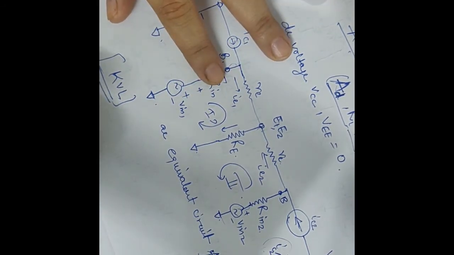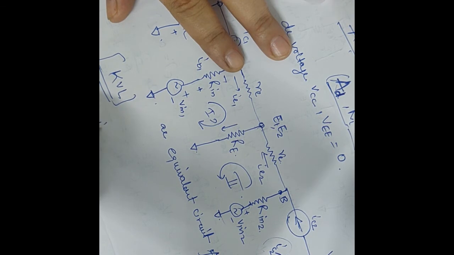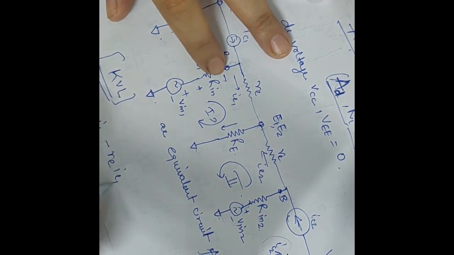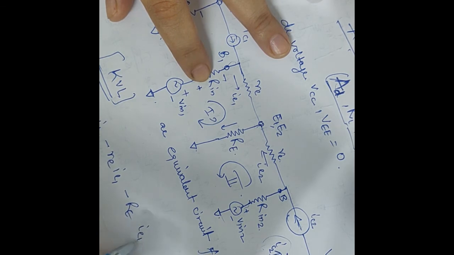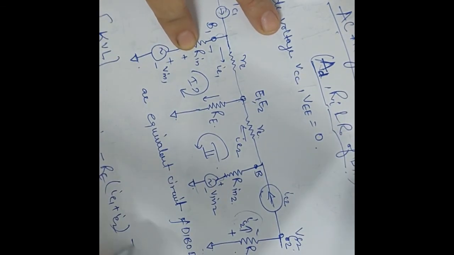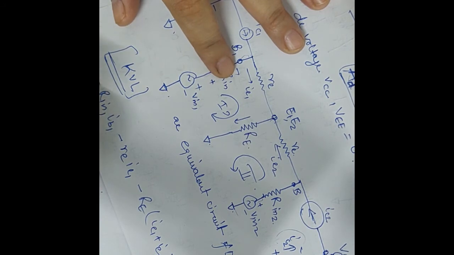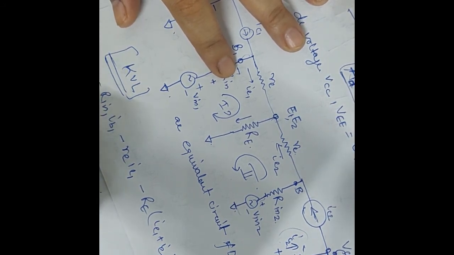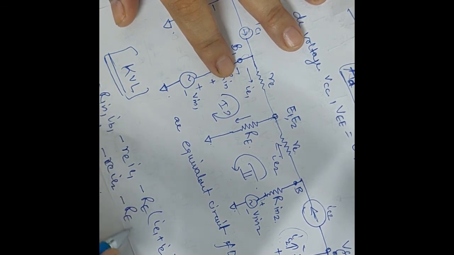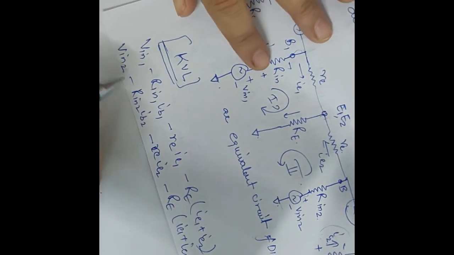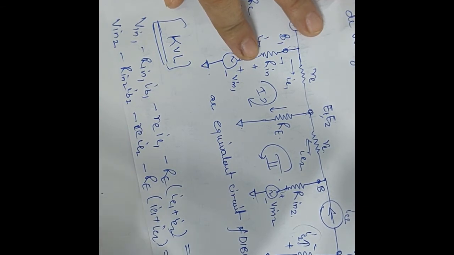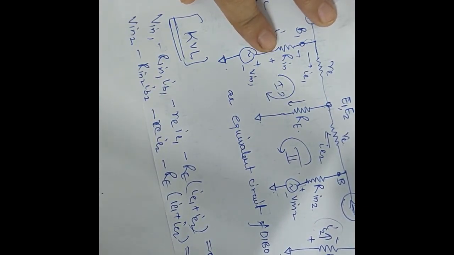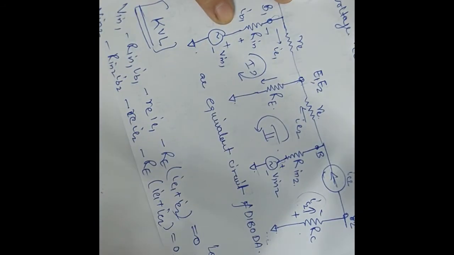As you can see in this diagram, Vin1 minus Rin1 IB1 minus Re IE1 minus Re times (IE1 plus IE2) equals 0. Similarly, for the second equation, we'll put Vin2 minus Rin2 IB2 minus Re IE2 minus Re times (IE1 plus IE2), and we'll put it at 0. So this is from loop 1 and this is from loop 2.